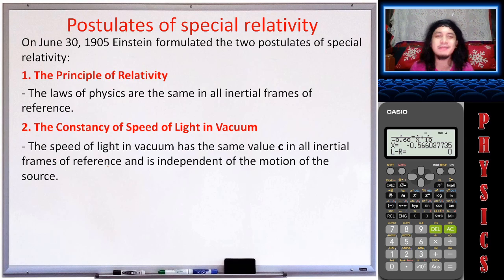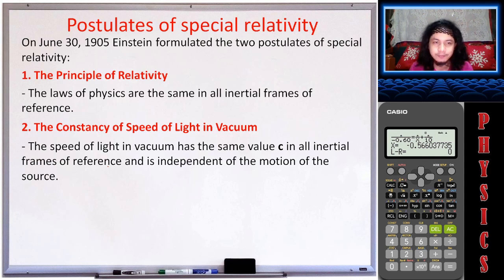So, next topic tayo. Postulates of special relativity. So, on June 30, 1905, Einstein formulated the two postulates of special relativity. Ano yun? The first is the principle of relativity. Sabi dito, the laws of physics are the same in all inertial frames of reference. So, pare-parehas daw.